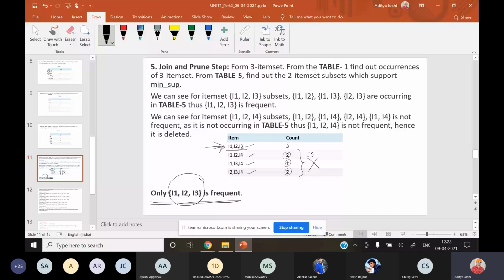Now what is the next step? We have found the most frequent item set with the help of the Apriori algorithm. What is the next step?